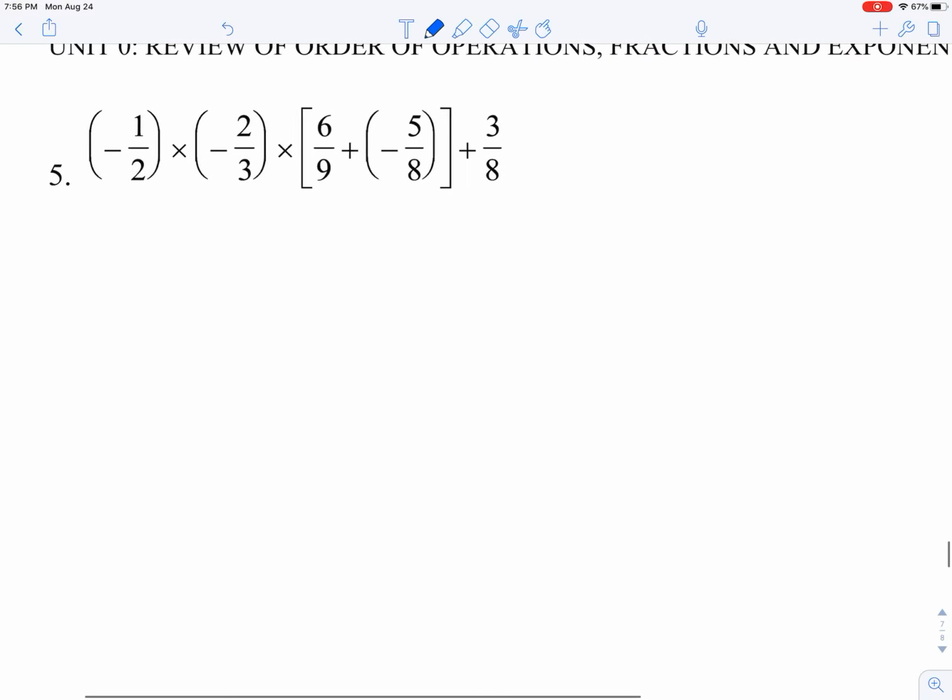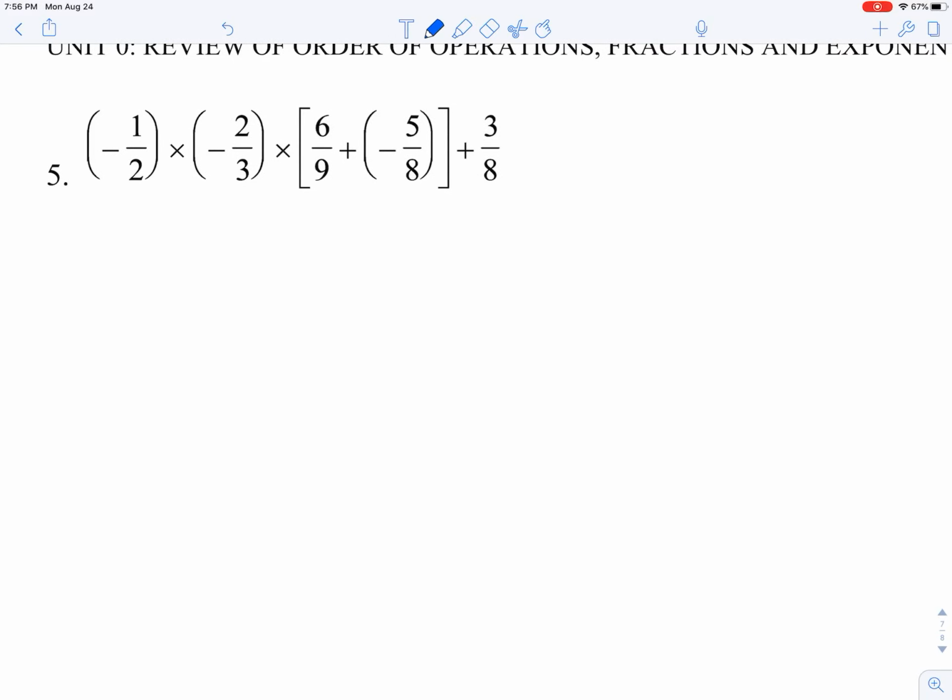Question 5. Oh, brackets and terms and all kinds of stuff. First thing we're going to do is deal with this. So out front, we've got the minus a half, so I'm going to leave that, times minus 2/3 times.